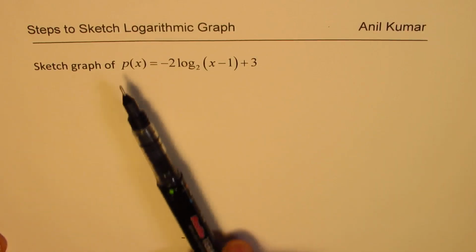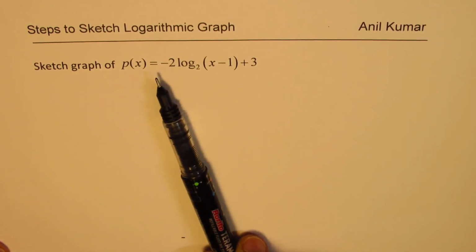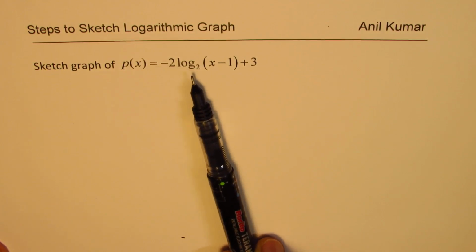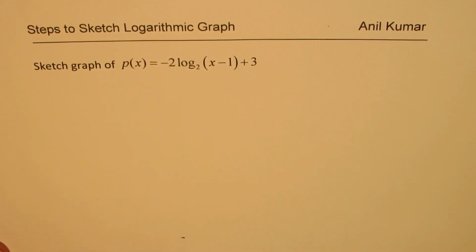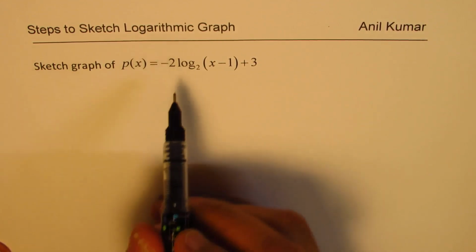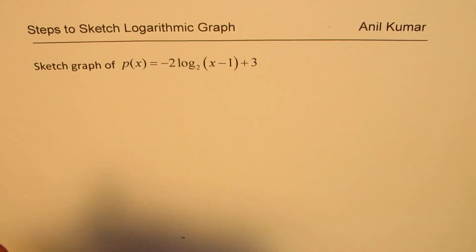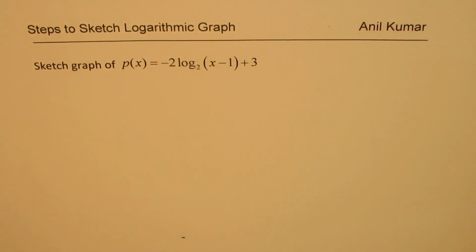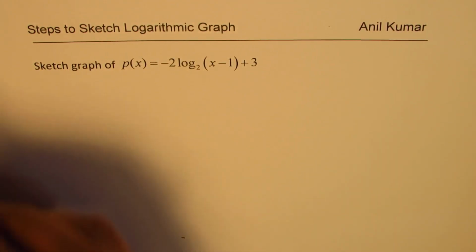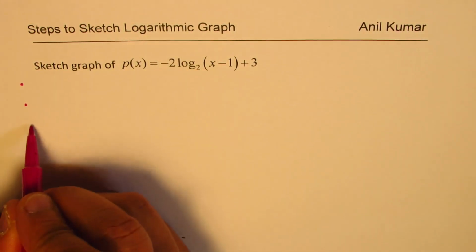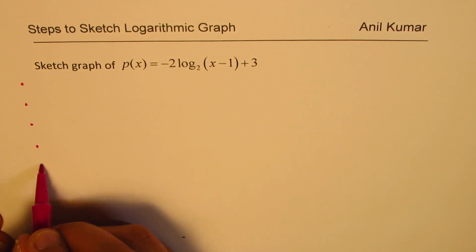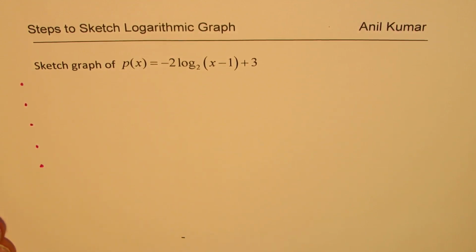We'll sketch the graph of p of x, which is equal to minus 2 times log to the base 2 of x minus 1, plus 3. Now at this stage, I'm going to take my time to summarize all the concepts and go a bit slow, right? So let us first list all the transformations which we should be considering to sketch the graph of the given function, right? So each and everything here is related to transformations. So let's see how they are related.